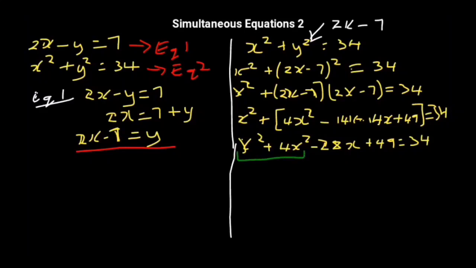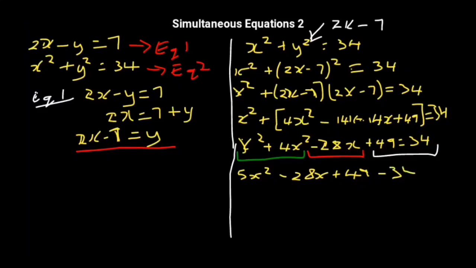X squares, the x by itself, and our 49 and our 34 are the only numbers that we have in our equation. So what we're going to do is move our 34 over the equal sign. Rewriting, we're going to have 5x squared, which is x squared plus 4x squared, then minus 28x plus 49 minus 34, and that is equal to 0.